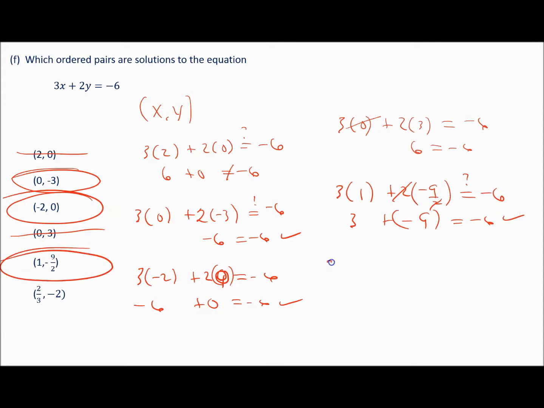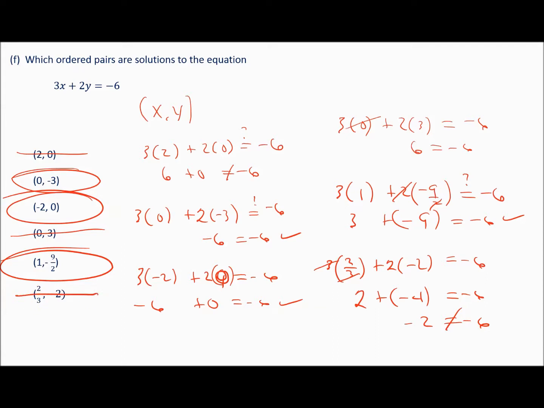Now let's check our last one. 3 times 2/3 plus 2 times -2. Is that equal to -6? Well, these 3's cancel to give me 2. And then 2 times -2 is -4. Okay, but 2 plus -4 is -2. It is not equal to -6, so that is not a solution.